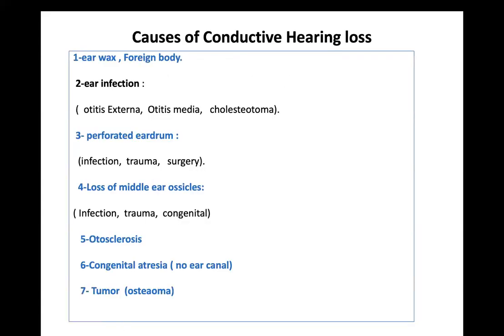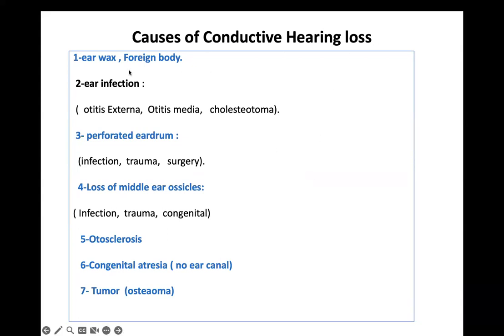Okay, so these images, low yield, he's not going to get them most likely. What he might get is, for example, which of the following is a cause of conductive hearing loss, or which of the following is a cause of sensory neural hearing loss? These are the type of questions he might ask you. So you need to know these examples.